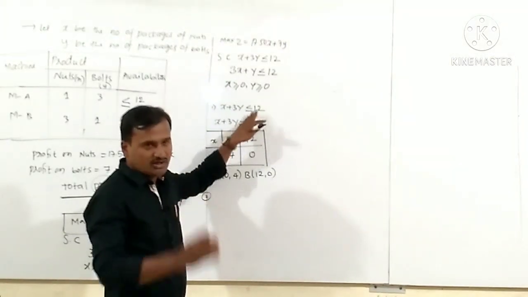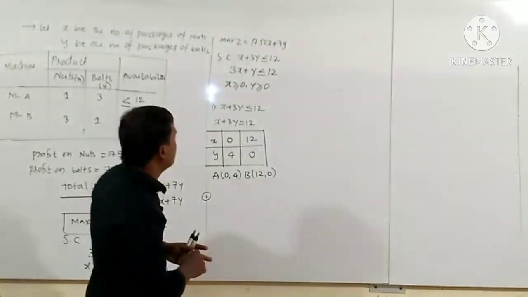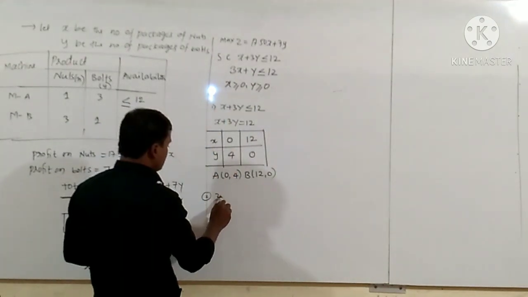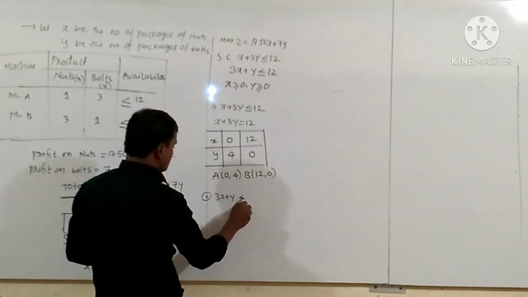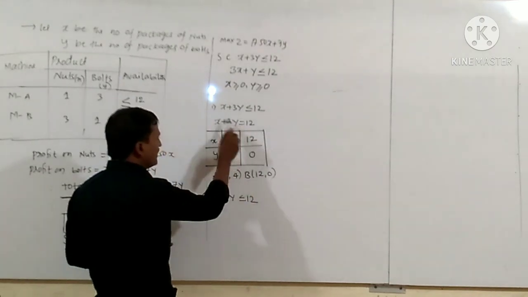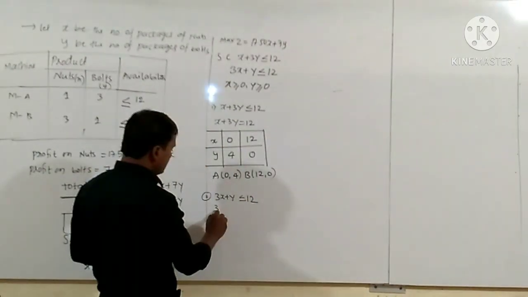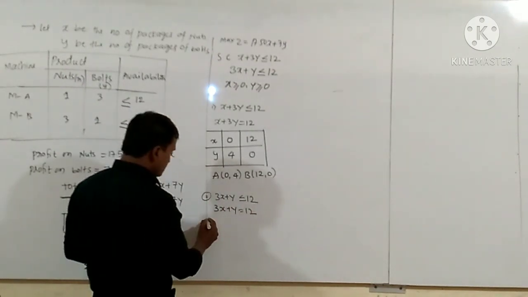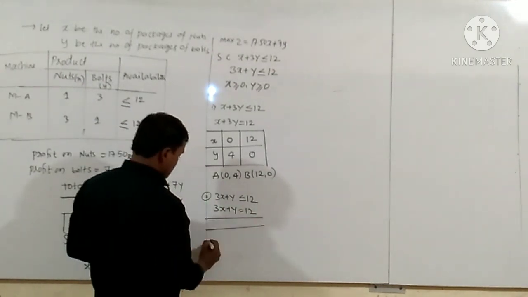Hence we have to shade below the line or towards the line. I will explain here next. Second one is 3x plus y less than or equal to 12. Both are different. Now again we will write 3x plus y equal to 12.